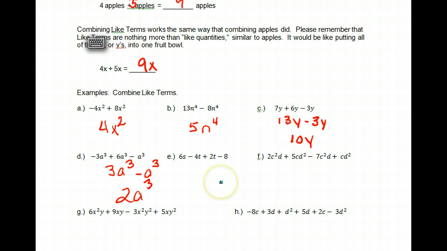Now, letter E, you're going to notice that you have 3 different sets of terms. So you need to identify which ones are like terms and which ones are not. Please go ahead and try letter E. When you are ready, we will go over the answer together.